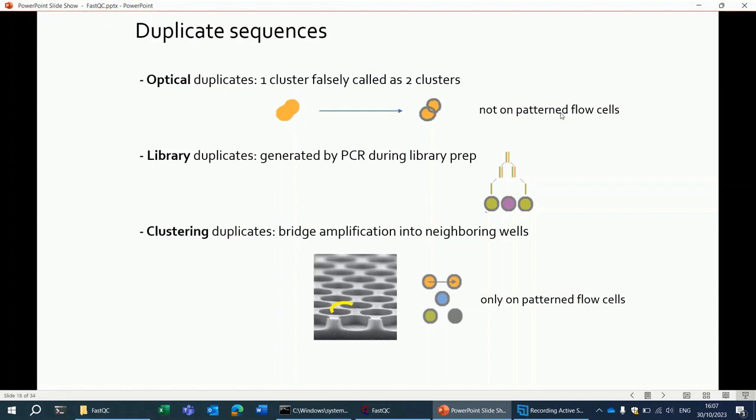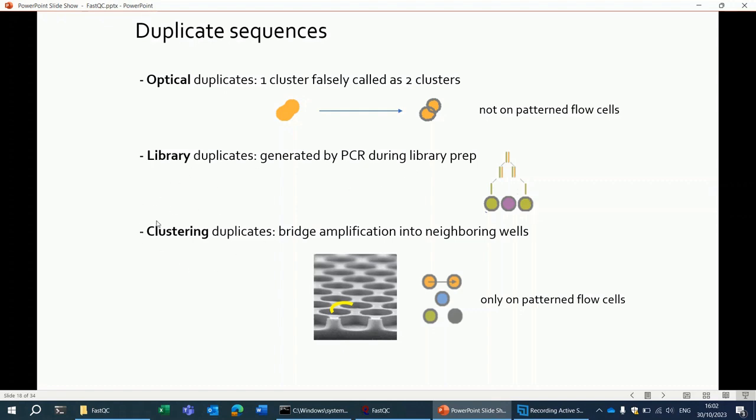This issue does not happen on patterned flow cells because on these flow cells you can control where the clusters will form. They will form in the wells. Duplicates can be library duplicates, and then they are generated by PCR during the library prep. So the PCR will copy the fragments in the library, and different copies from the same fragment will end up in different clusters and will be sequenced multiple times. But they will represent the same fragment from the library.